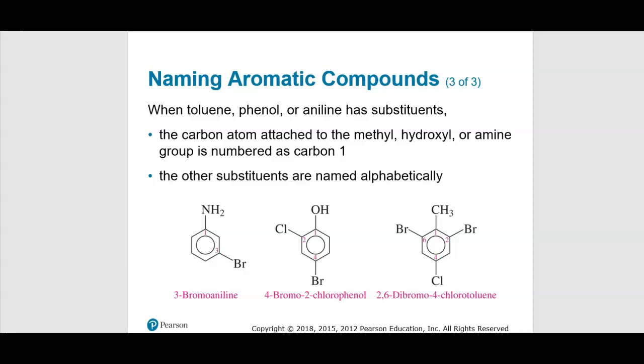as you see in the next one, where it's 2,6-dibromo, 4-chlorotoluene. Remember, bromo precedes chloro alphabetically. The di, indicating 2 bromo groups, is not relevant. Okay, so it's 2,6-dibromo, 4-chlorotoluene. That's one thing that I'll bet there's going to be some mistakes on, but pay attention to that.